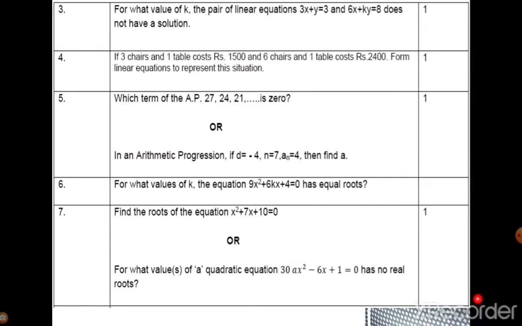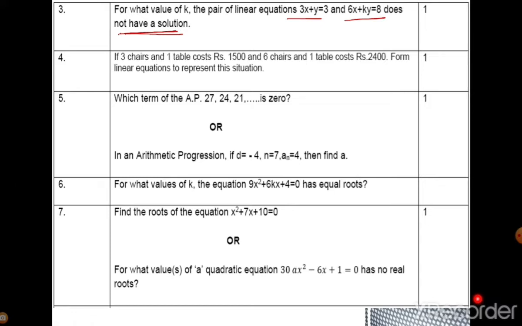Now we'll come to the third question. Very simple. Third is: for what value of k does the pair of linear equations, this one and this one, not have a solution? Now you are given a pair of linear equations, and the condition is that they have no solution. So when will the pair of equations have no solution?